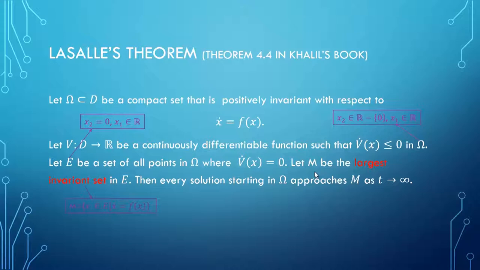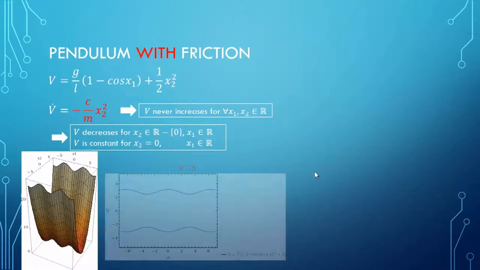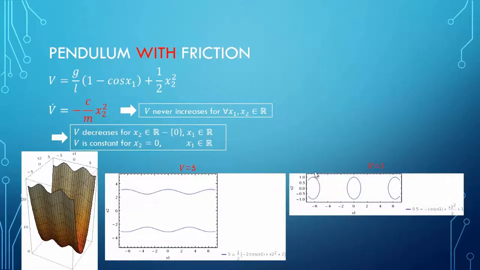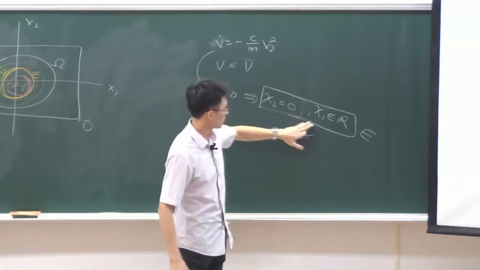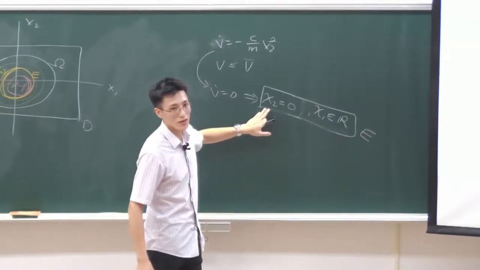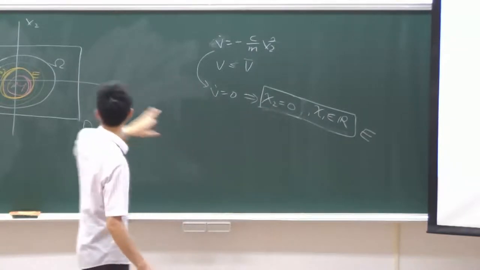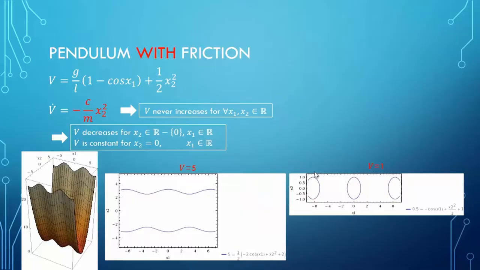And M is not mentioned here, but for M you can use this condition, the dynamics. So it is a line. If you go back to this phase portrait, it will be interesting. This is a line, which is x2 equal to zero. And it says this line is an invariant set. Using this Lyapunov function, using this condition, the best you can say is the system will converge to this line. But if you use another condition, which is the dynamics, you can further narrow down to some points on the line.